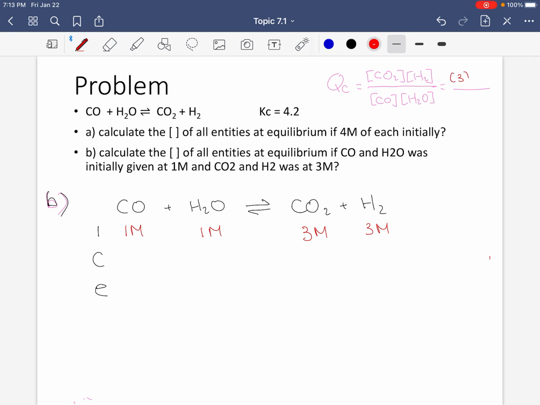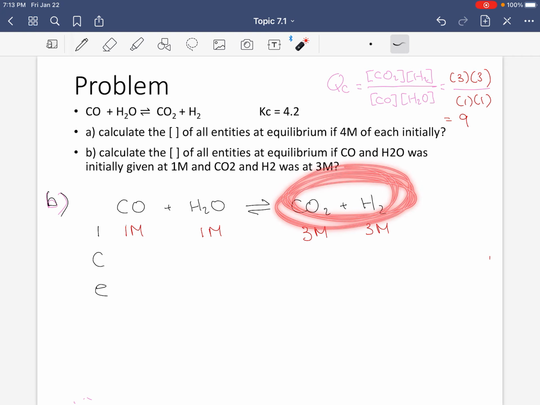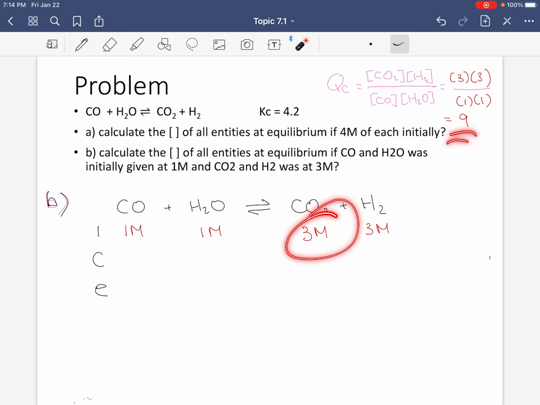So you're looking at 3 times 3 over 1 times 1. And the answer is 9. Hey! QC is bigger than KC. That means there's more of these than it should be. And if that's the case, you better go backward and make some more of these. Because what you want to do is always satisfy KC. The equilibrium constant is the most important thing. Okay, you have to satisfy this number. Right now, you went over. This is too much.